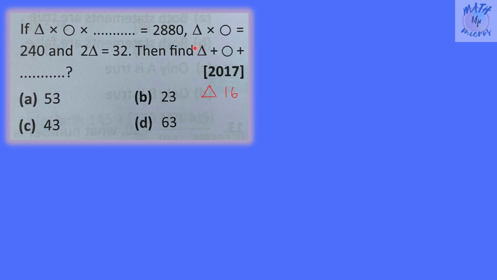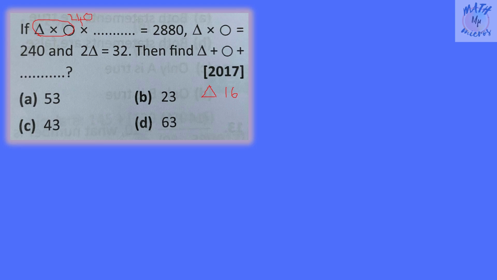Okay, so now the question is, we need to find the addition of these unknown terms, which is the triangle plus circle plus this unknown. Alright, so now we know triangle is 16, and we know triangle and the circle multiply together to give 240. So we can use it here. Instead of this triangle and this circle, we can put 240. So 240 times an unknown is equal to 2880. So from this we can easily find the unknown.